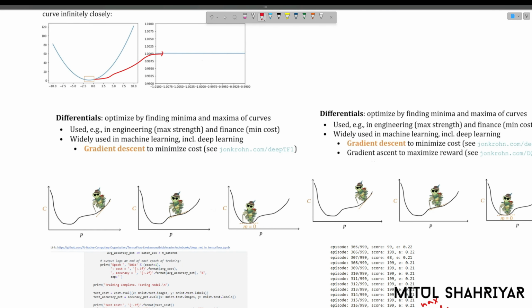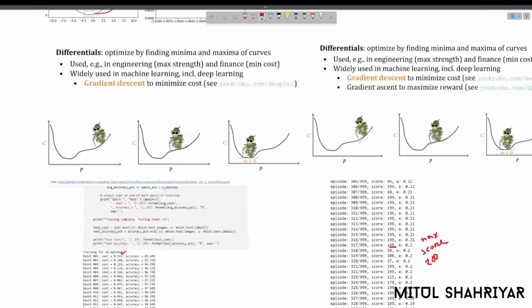Now let's talk about the differentiations as a whole, where it is applied and so on. Okay, so differentiations or differentials. It is basically used to optimize by finding minima and maxima of curves. Interesting. What is that? That's the point, right? Okay, so just understand by this: there is some sort of graph, right? In this graph, at a particular point where this tortoise is standing, we can get its slope.